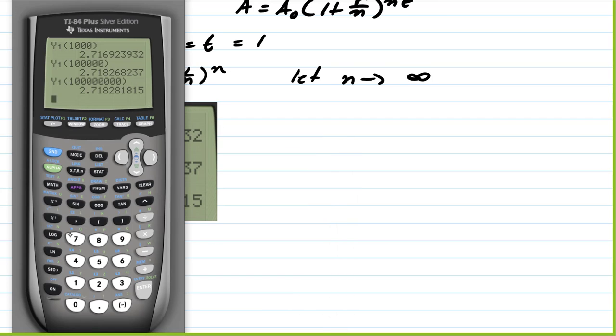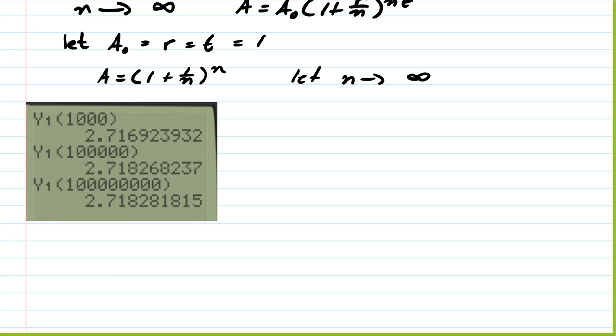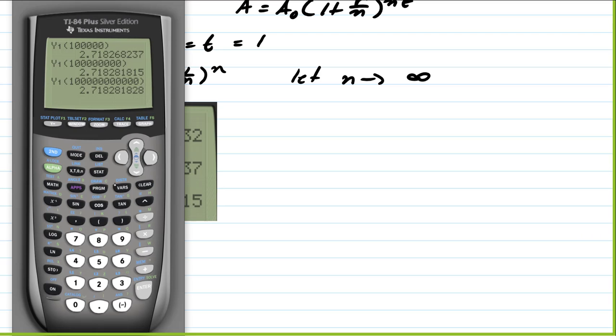And let's do 100 billion. So that's 100 and then 9 zeros: 1, 2, 3, 4, 5, 6, 7, 8, 9. And then we get this number. So let's go ahead and do this then. If you notice on the right-hand side of your calculator, the secondary function on the division key is actually the number e.